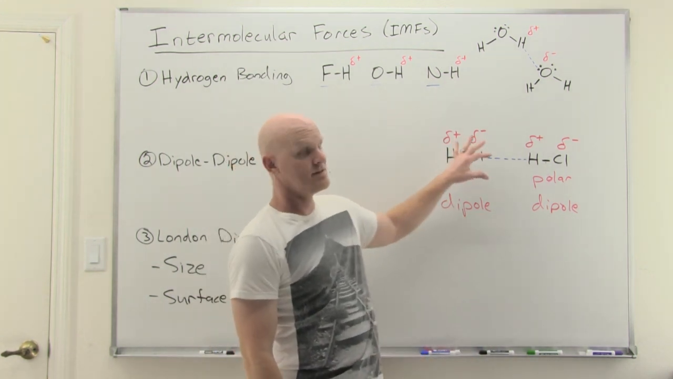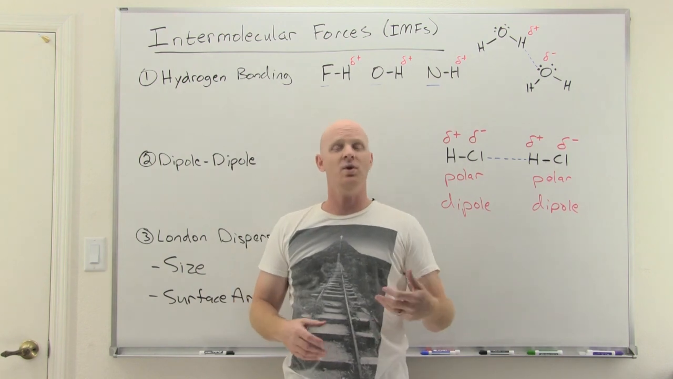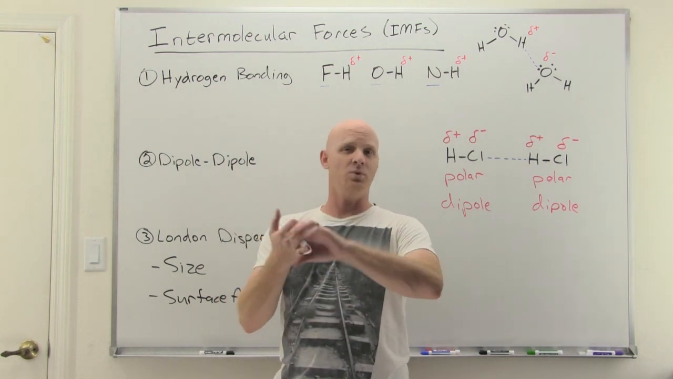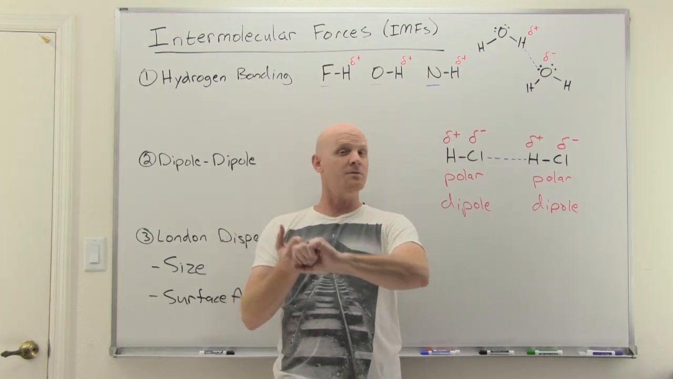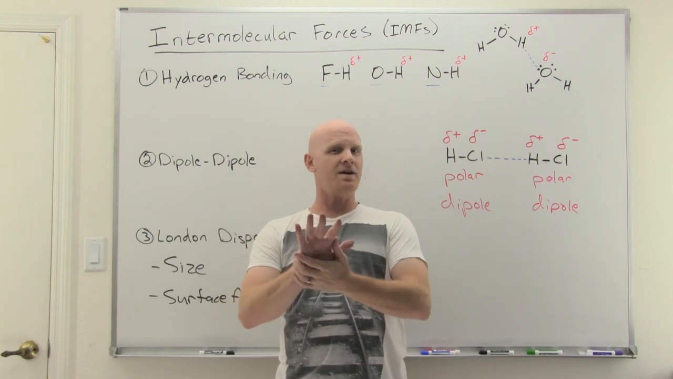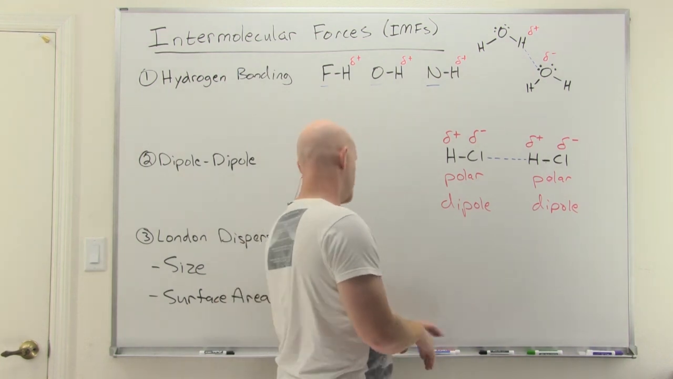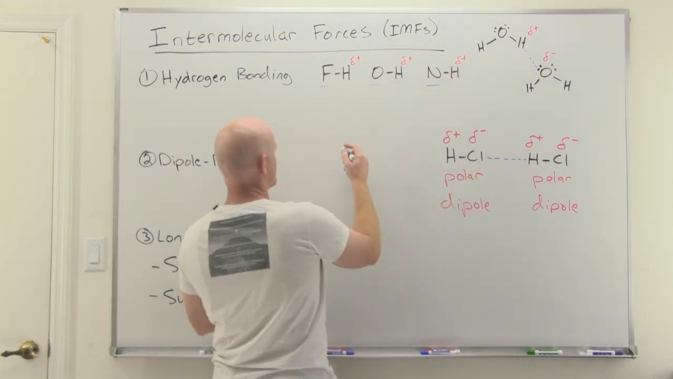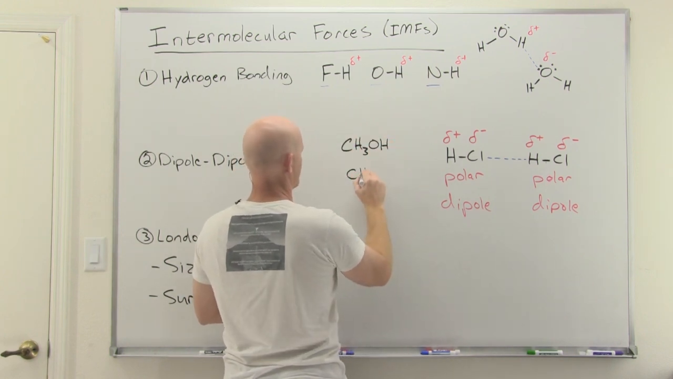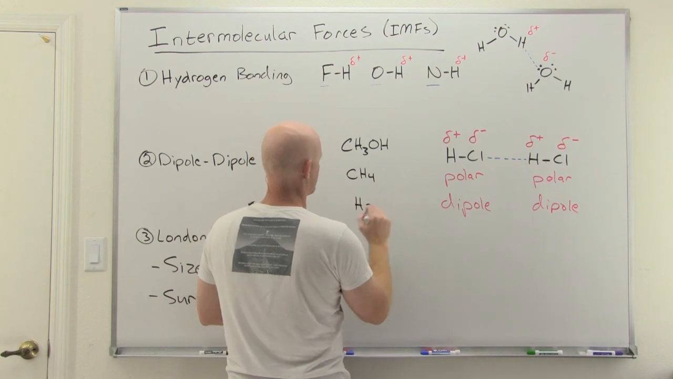Okay, so the reason identifying these intermolecular forces is important is that it relates to some of the bulk properties of a liquid. Like the melting point or the boiling point, what we call the surface tension or the viscosity, as well as the vapor pressure. Before we get into those five things though, we just want to take a look at a comparison here. So let's say we get three molecules, and I'm going to pick methanol here, and we'll compare it to methane and hydrogen.